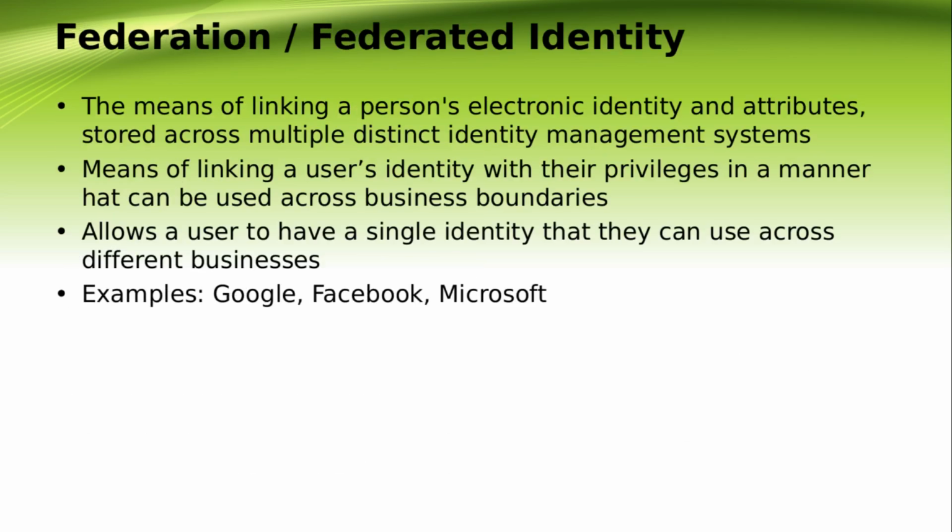Then federated identity. It is the means of linking a person's electronic identity and attributes stored across multiple distinct identity management systems. It links a user's identity with their privileges in a manner that can be used across business boundaries, allowing a user to have a single identity that they can use across different businesses. Examples: Google, Facebook, Microsoft. It is a way to connect identity management systems by allowing identity to cross multiple jurisdictions.